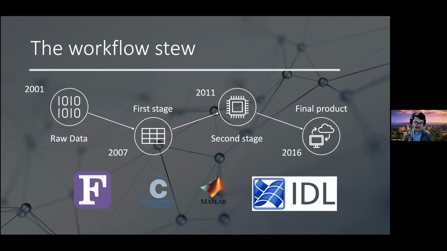One of the projects I joined three years ago, I don't want to use the exact name of the data or project because we are improving it, so I don't want to name any names here. The project started in 2001, and the whole workflow goes from the raw data all the way to the final product, through several stages. The first release of the product was in 2007, the second stage in 2011, and the last stage, which we are improving upon, is 2016.